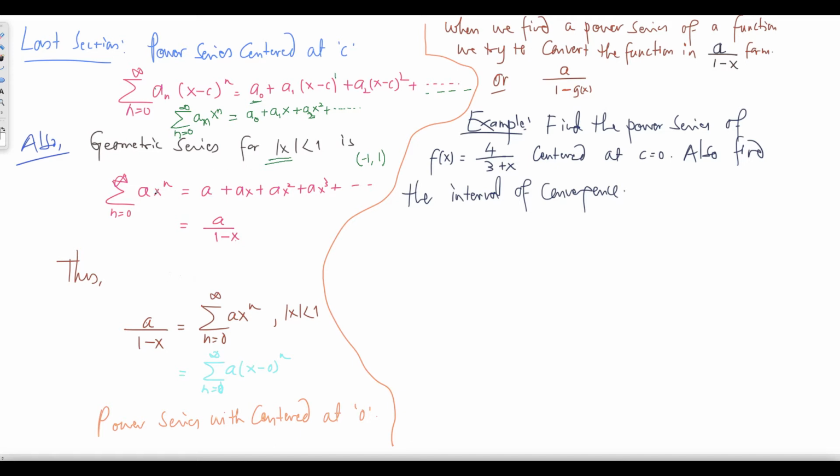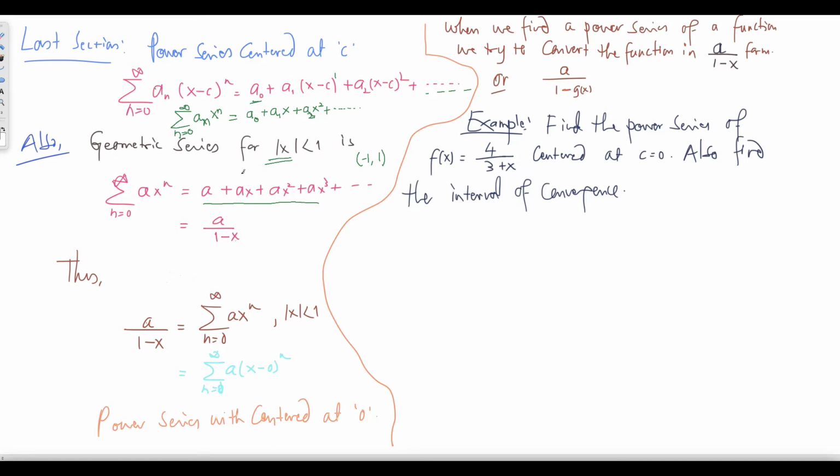If you expand this, you get a plus ax. When you plug in n equals 0, you get a x to the 0, which is just a, plus ax when n equals 1, plus ax squared, ax cubed, like that. Is this a geometric series? Yes, because if you take the ratio of ax divided by a, it is x. Ax squared divided by ax is x. So if you take the ratio of any two successive terms, you get the same number all the time. So that is a geometric series.